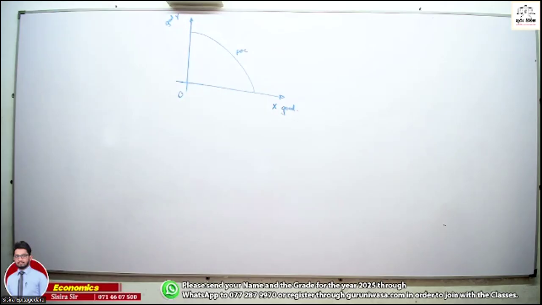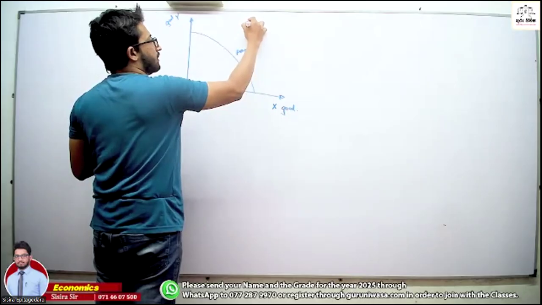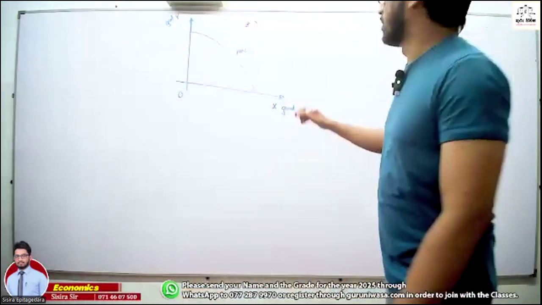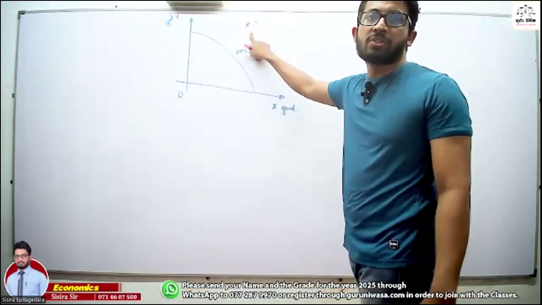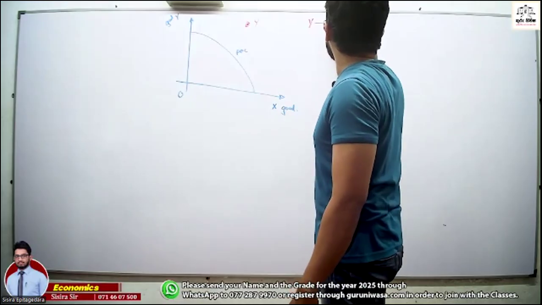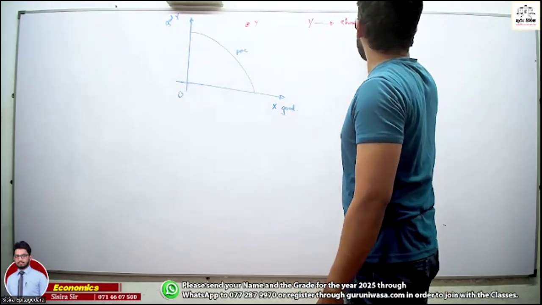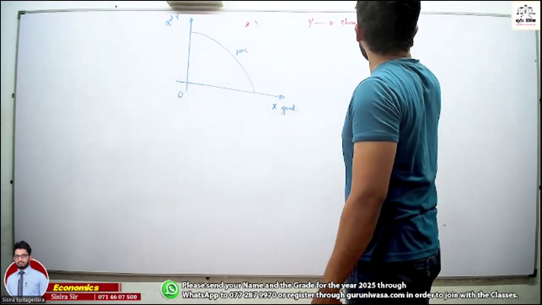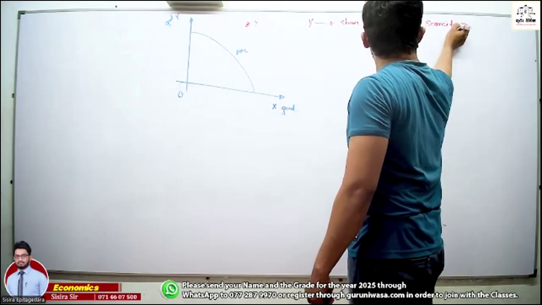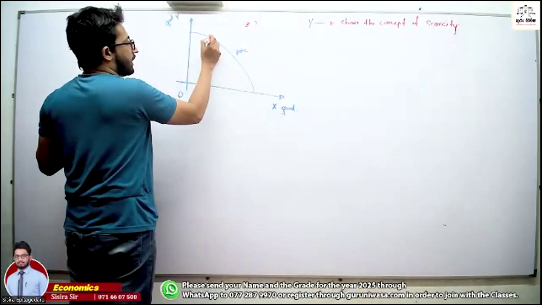Okay. Then how to show the concept of scarcity? Any point outside the curve. Example, this point Y. Point Y shows the scarcity because the economy is not able to achieve point Y because of scarcity. So you can say point Y shows the concept of scarcity. Clear?